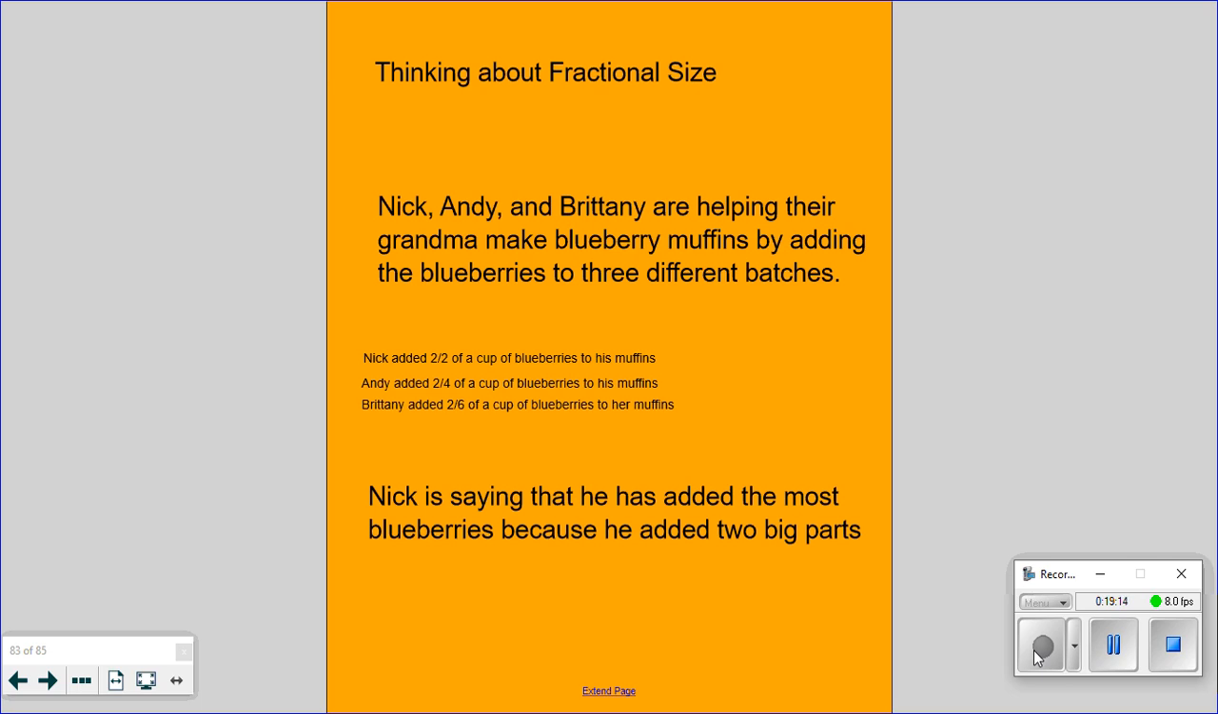So Nick has his half cup, and he added 2 halves, which ended up being worth a whole cup of blueberries. Can you imagine a whole cup? You're pouring it into the mix. Andy had 2 fourths, so he took his fourth scoop, did it twice, which ended up being half a cup. Can you imagine what half a cup looks like? Yeah. And pouring that into the blueberry mix. And then Brittany did 2 sixths, which was worth a third. Can you imagine what a third of a cup would look like? Yeah. Whose blueberry muffins would you rather eat?